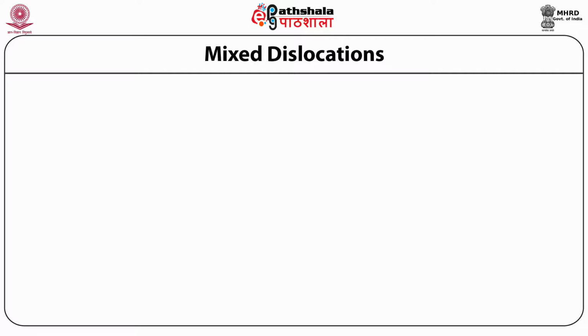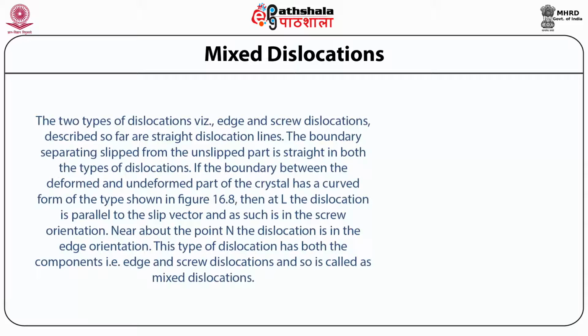Now we shall talk about mixed dislocations. The two types of dislocations, namely edge and screw dislocations, described so far are straight dislocation lines. The boundary separating the slipped from the unslipped part is straight in both types of dislocations.